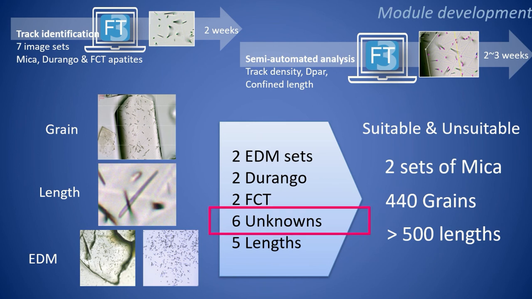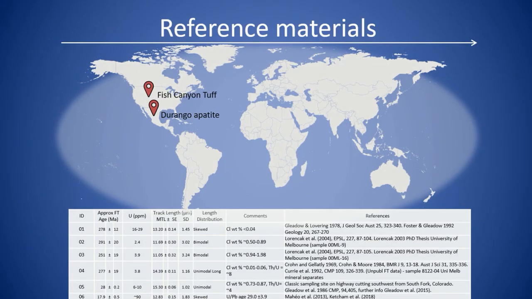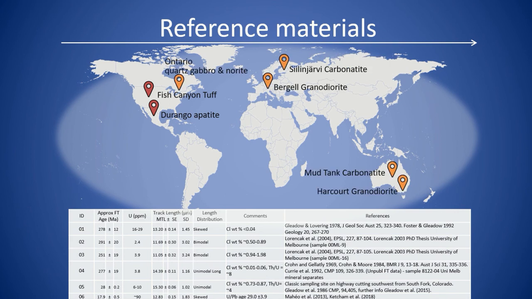Here, I'd like to give more details about the unknown samples in this module. Apart from the 2 most commonly used apatite standards, a further 6 apatites are also included in this training package. They have distinct chemical compositions and track length distributions and were obtained from a variety of geological settings. We are also planning to incorporate more sedimentary samples in the future. This component can be expanded or modified as it evolves.